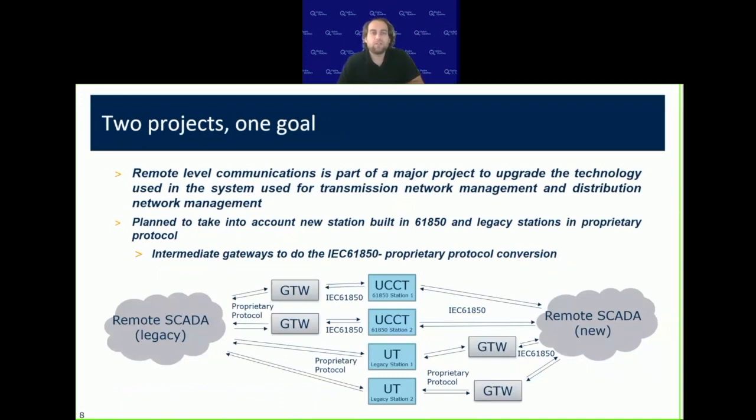As we saw, there are two major projects, the remote SCADA system and the station systems that are being deployed currently. As the remote SCADA is much bigger and much more complex, it's not done right away. As I said, planned for minimum 2024. As the station is much smaller and easier to deploy, those are already underway. As this creates intermediate steps, as you can see in the diagram below, the UCCTs are the new 61850 stations, but we still have some legacy stations that are still talking with the proprietary protocol that was used before.